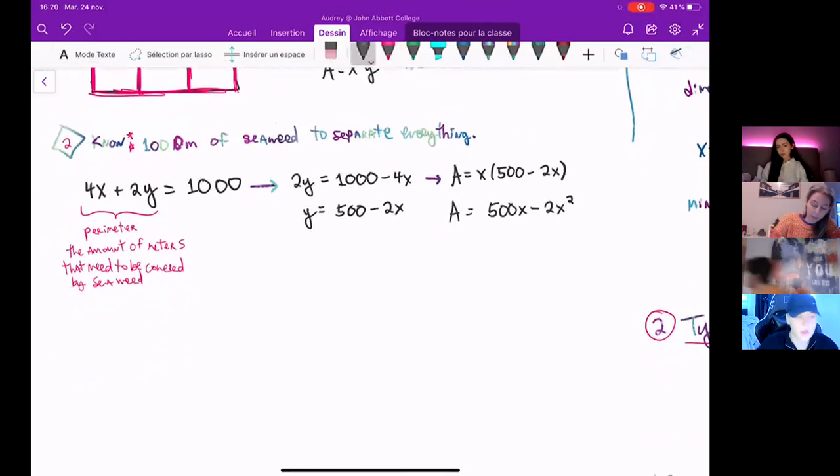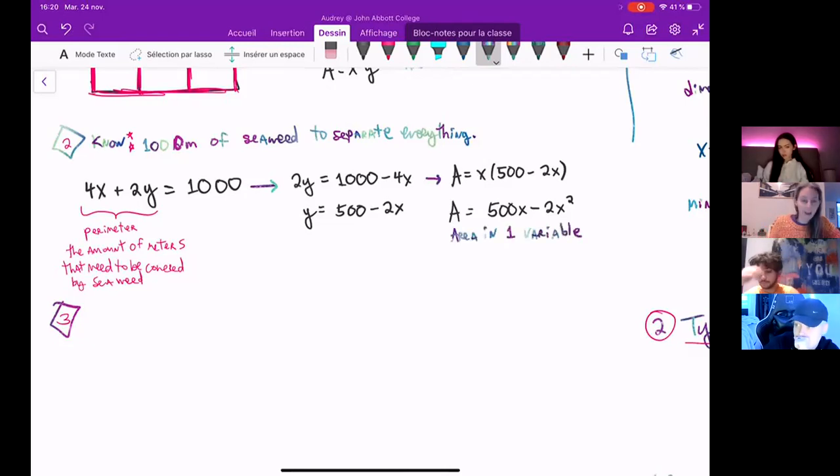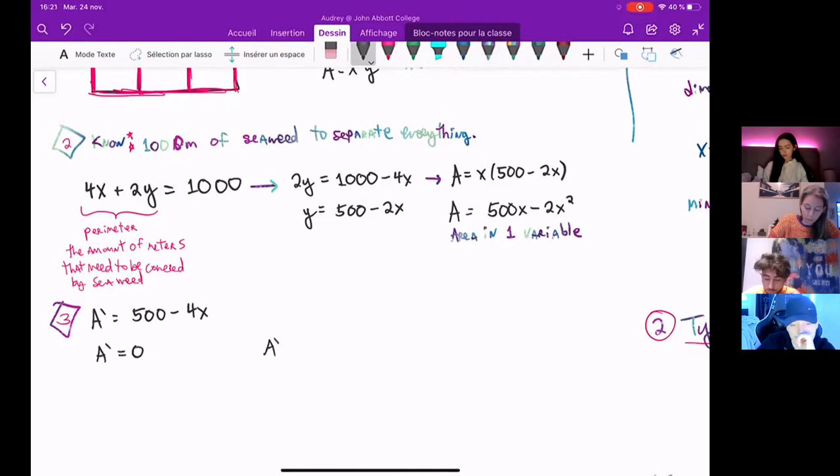Which brings us to step 3, because now that I have my area function in just one variable, all of the steps are the same from here on out. Find the critical values, apply the second derivative test, answer the question. So this is area in one variable. And now everything is the same as all of the other optimization questions that we have done. A prime is going to be 500 minus 4x. So I want to know, where does A prime equal 0 and where does A prime not exist?